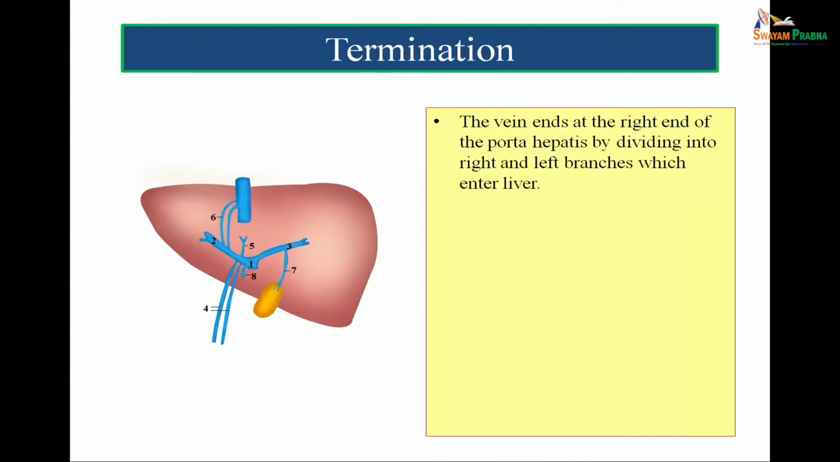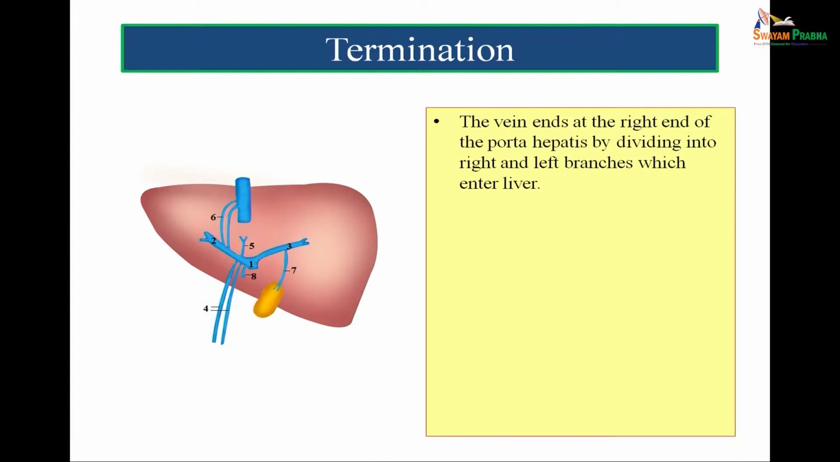The portal vein during its course, as I mentioned earlier, can be divided into infraduodenal, retroduodenal and supraduodenal parts. Now, regarding the termination of the portal vein, a transverse fissure about 5 cm long, called the porta hepatis, is present in relation to the liver. The portal vein ends at the right end of the porta hepatis by dividing into right and left branches.